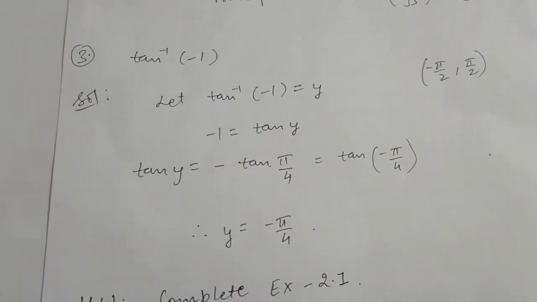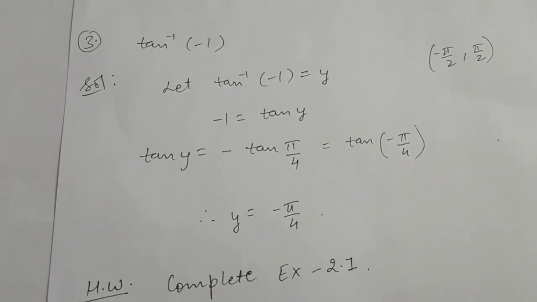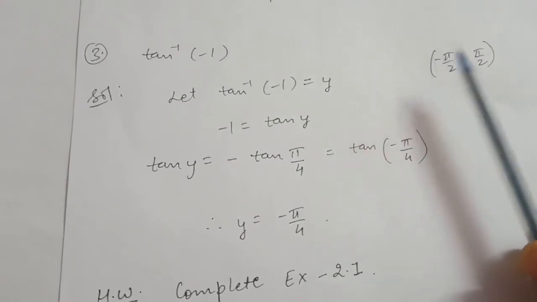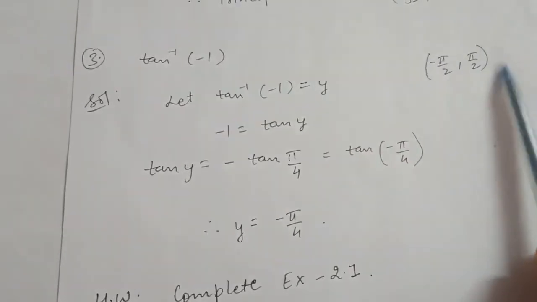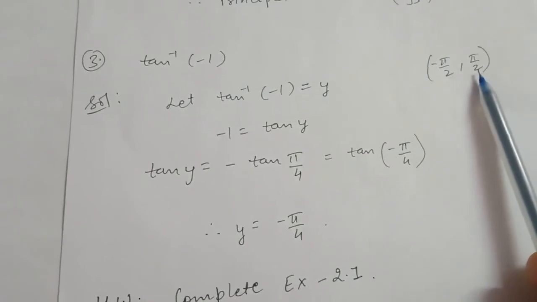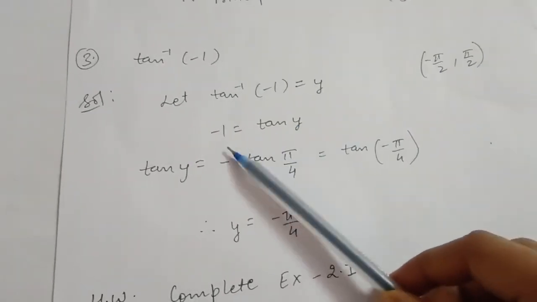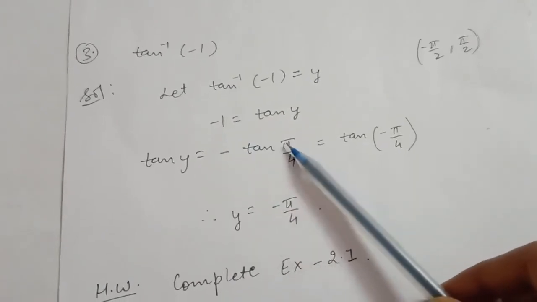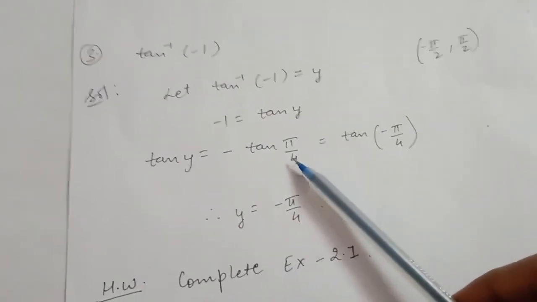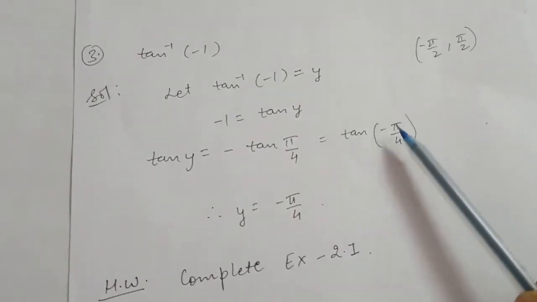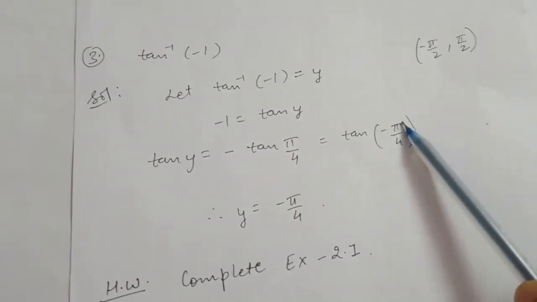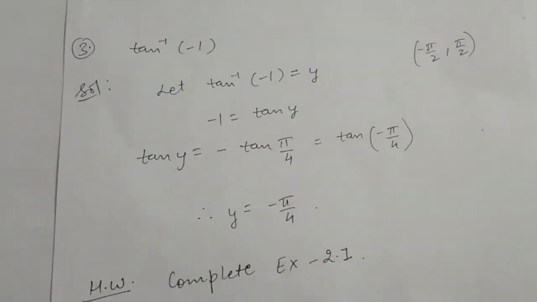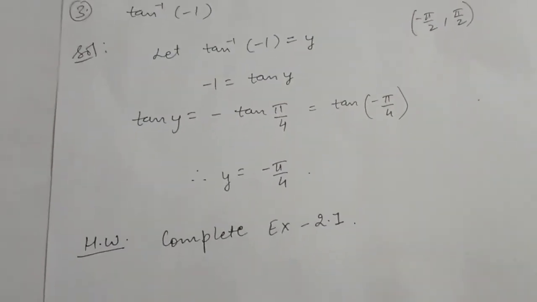Now the next question is tan inverse of minus 1. We have to find its principal value. Let it be equal to y. Also the principal value should lie in the range from minus pi by 2 to pi by 2. Now minus 1 is equal to tan y. This minus 1 can be written as minus tan pi by 4, and minus tan x can be written as tan of minus x. And you can see this minus pi by 4 lies in this range. Therefore we can take y as equal to minus pi by 4.